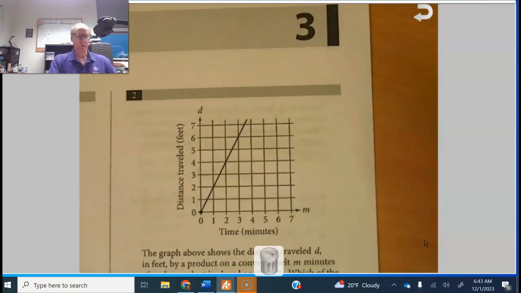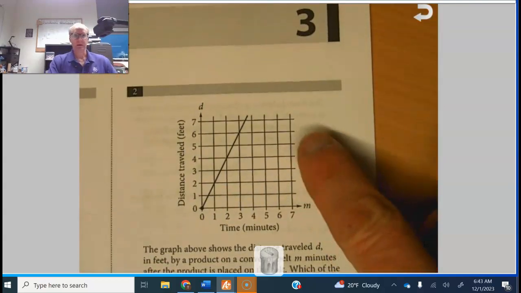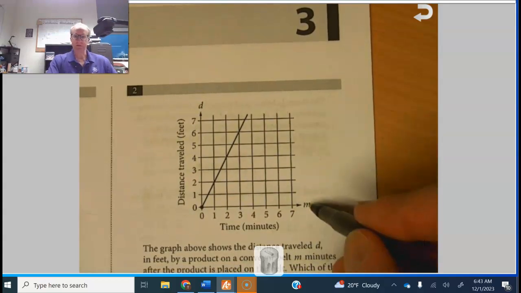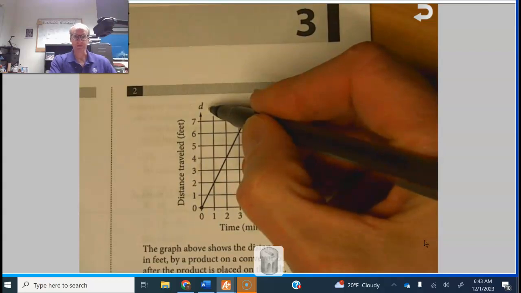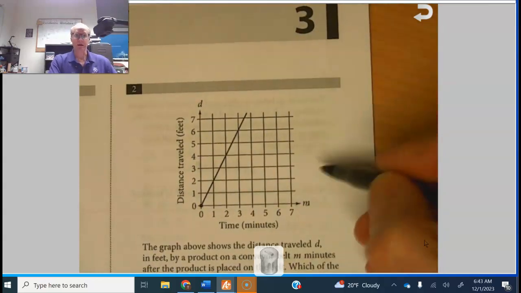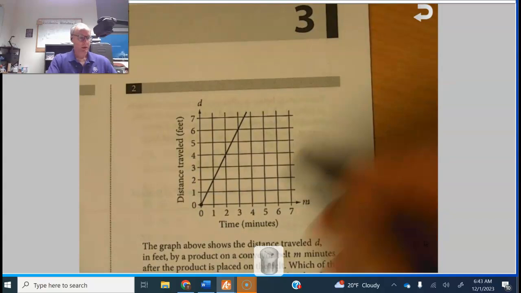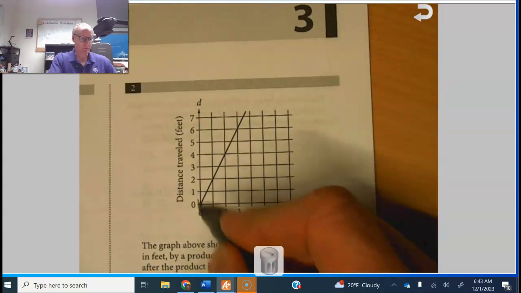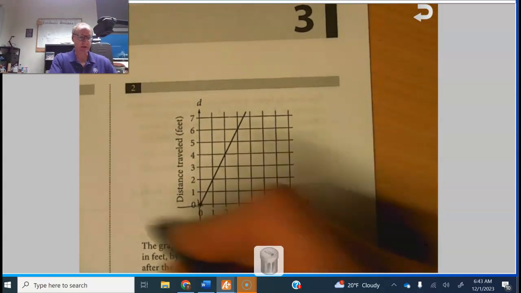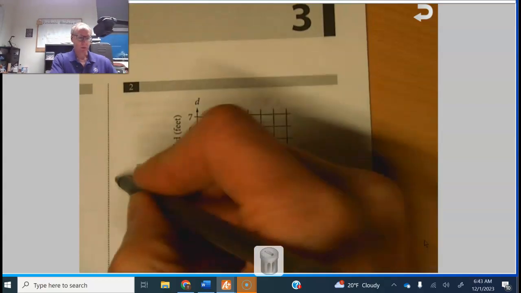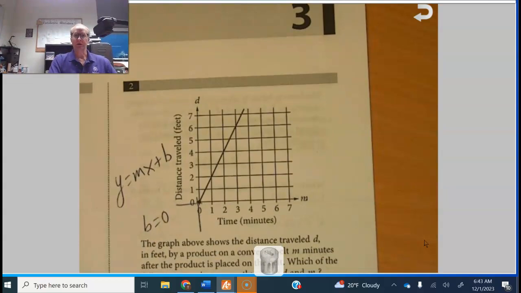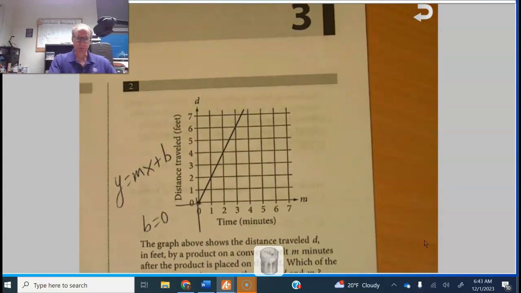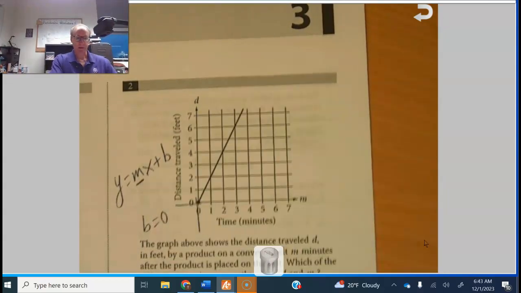This is a real-world graph, and it's got minutes on the x-axis and distance in feet on the y-axis. This is y equals mx plus b. Notice that it's going through the origin, which means that b is equal to 0. So all you need to do is identify the slope, which is the m part.